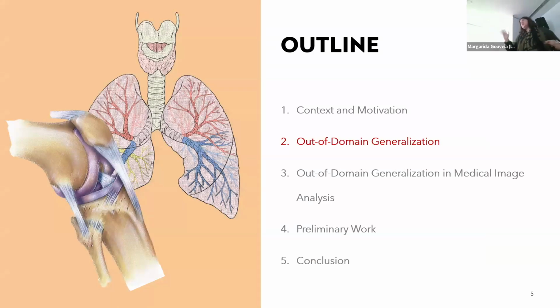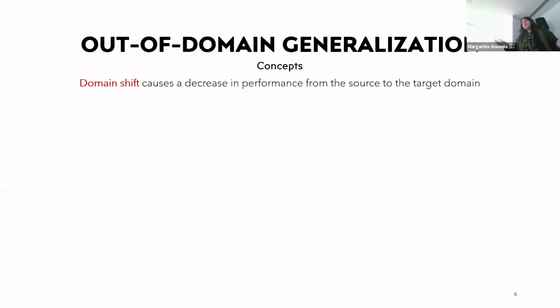First, I will just present some concepts about out-of-domain generalization, a very small overview, and then I will present some of the analysis of the literature, high level, just to give you an idea. As you know, domain shifts can cause a decrease in performance from the source to the target domain. We can easily consider the source domain as the training domain, the domain where we train our models, and the target domain as the test domain, or in a real scenario, the deployment setting.